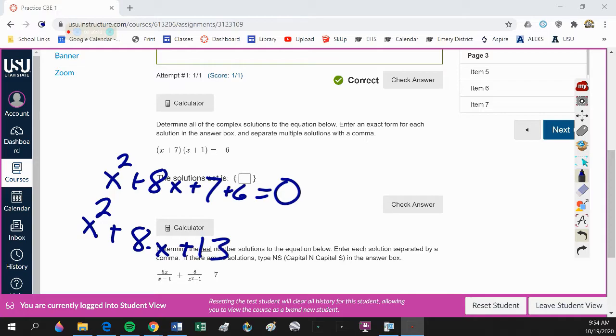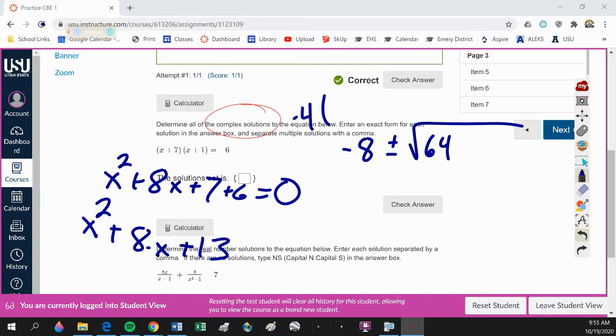Are there two numbers that multiply to be 13 and add to be 8? No. And I knew that was going to happen because it told me my solutions are complex. So I knew it wasn't going to factor. So quadratic formula. -8 plus or minus the square root of 64, then -4 times 1 times 13. So that's minus 52. Something's not right.